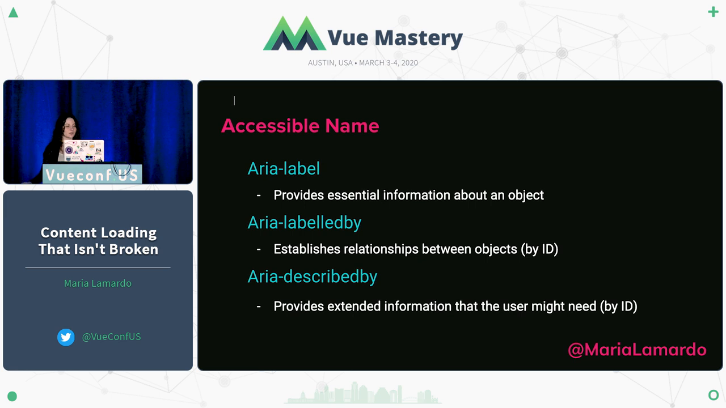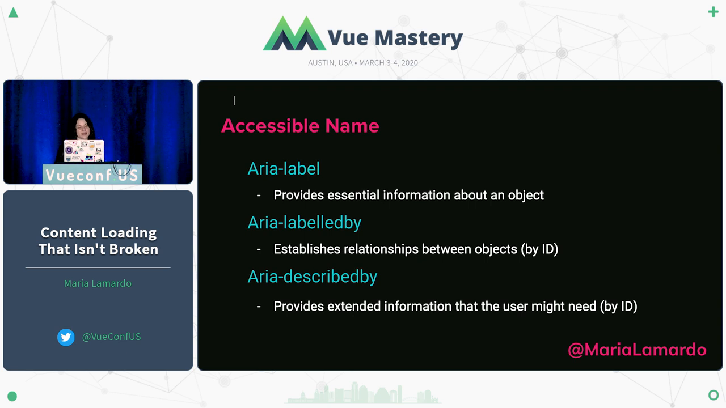So we have aria-label, which provides essential information about an object. So this grabs that element and gives it its accessible name. And you want to use aria-label when that content does not currently exist on the page. For example, if you have a modal and you have an X on the top, right? That's usually an icon. The word close doesn't really exist anywhere on that modal. So you might use something like an aria-label to give that X icon an accessible name. And that should be a button, by the way.